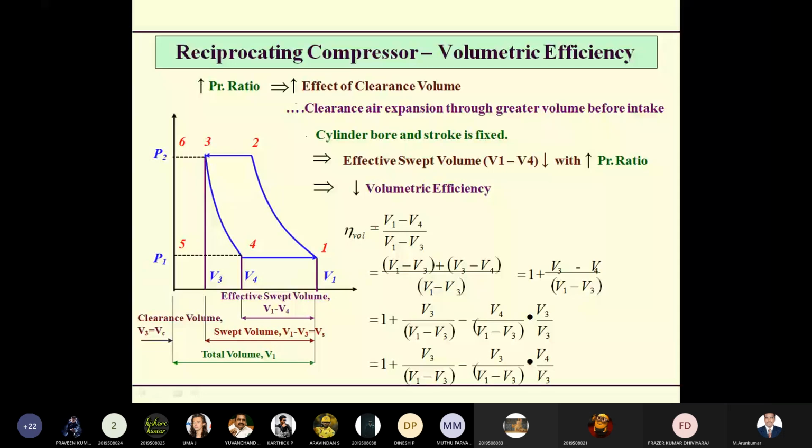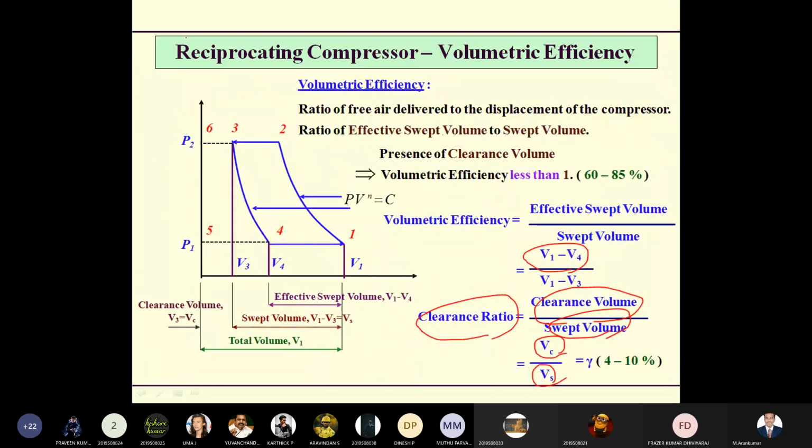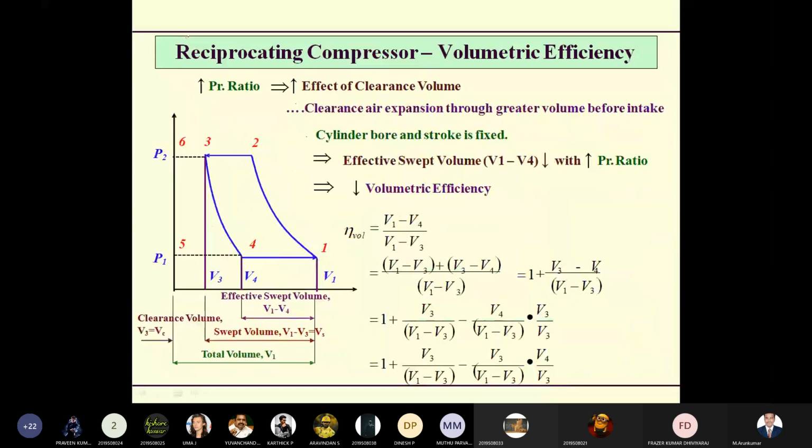So again we have derived the equation of our work. So this volumetric efficiency can be calculated with the effective stroke volume over the stroke volume. In the denominator we have V1 minus V3. So we can take that outside. We can introduce plus V3 and minus V3 in V1 minus V4, so plus V3 and minus V3 are added to the numerator.